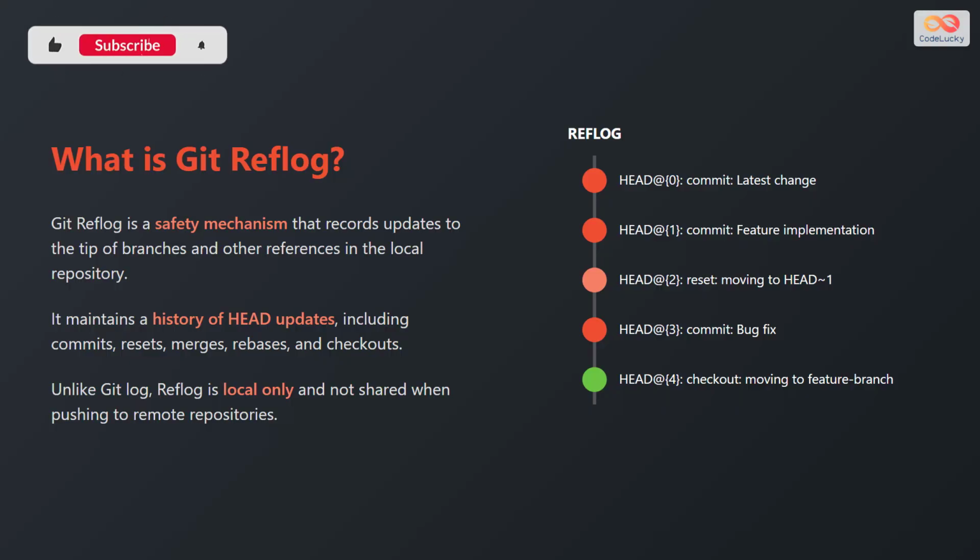So, what exactly is Git Reflog? Git Reflog is a safety mechanism that records updates to the tip of branches and other references in the local repository. It maintains a history of HEAD updates, including commits, resets, merges, rebases, and checkouts. Unlike Git Log, Reflog is local only and not shared when pushing to remote repositories. It's your personal safety net for accidental changes.